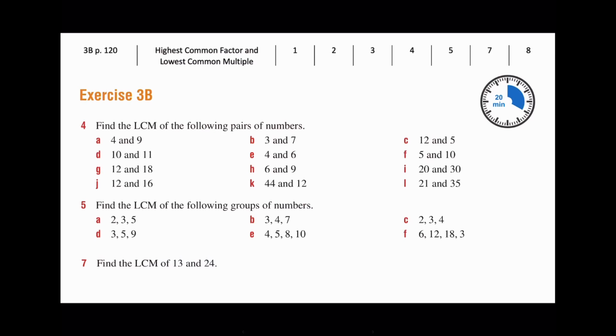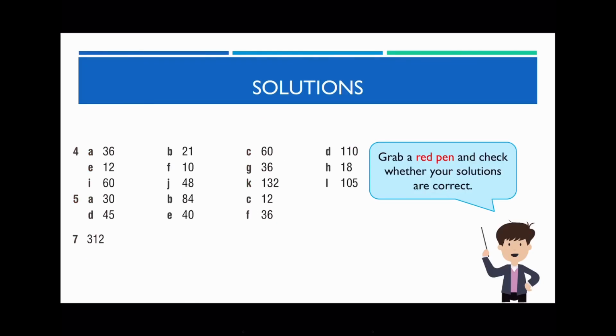What I'd like you to do right now, after you've answered those questions, is please finish off the remaining questions in the checklist. So answer questions 4, 5, and 7. Make sure you answer all of the questions over here. It shouldn't take you too long at all. So please give yourself around 20 minutes to answer these questions, and then once you do that, please check at the back of the book to see whether your solutions are correct. After you've answered those questions, these are the solutions that you should have obtained. Again, make sure you grab a red pen and check whether your solutions are correct to see whether you're on the right track.